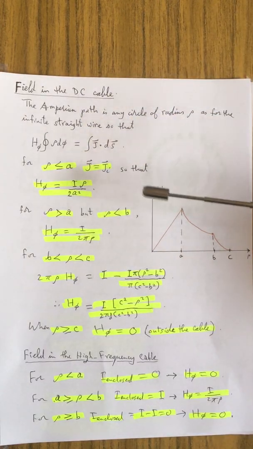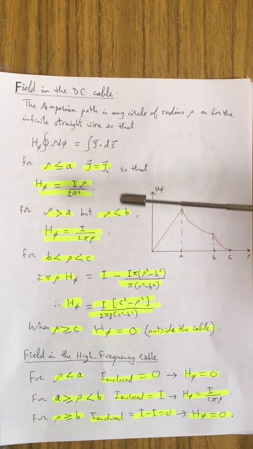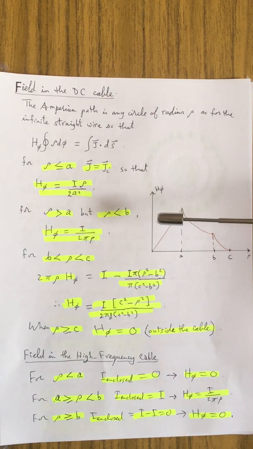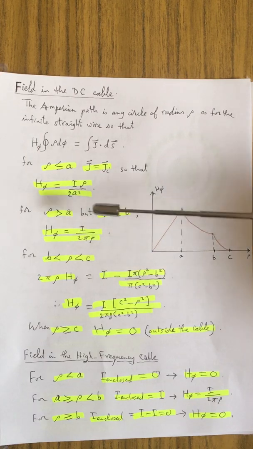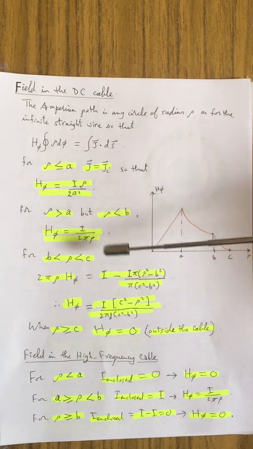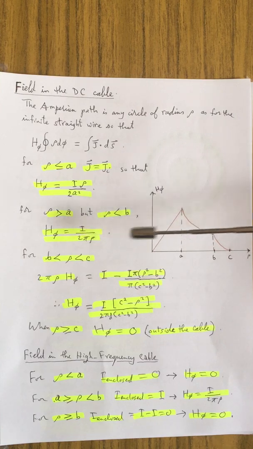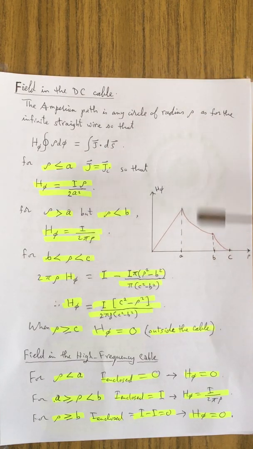It's linear in rho. And for rho greater than a but less than b, between the two conductors, the only current enclosed is the inner current, total current I. So again, we get H_phi equal to I over 2 pi rho as if we had the total current on the axis, just like the straight wire.